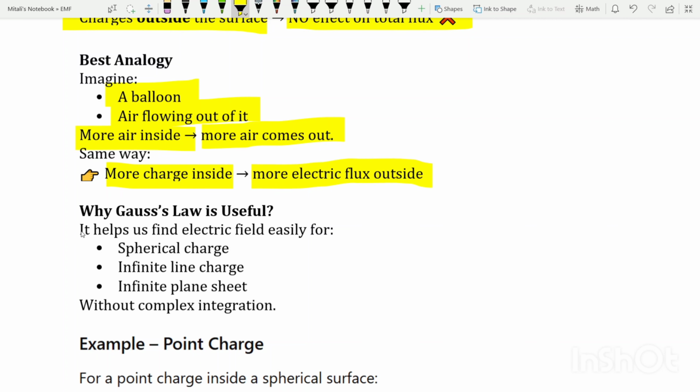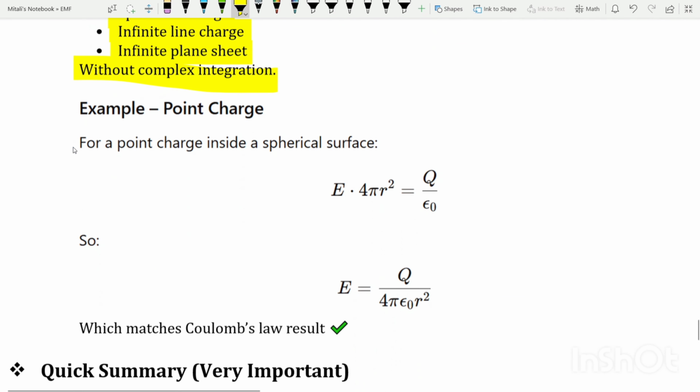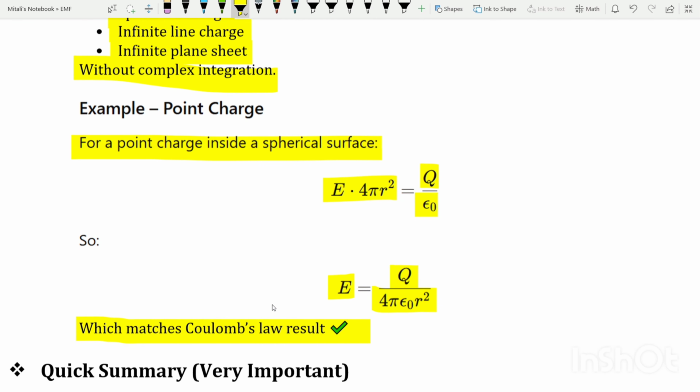So why is Gauss law useful? It helps us find electric field easily for spherical charge, infinite line charge, infinite plane sheet without complex integration. Example, for a point charge inside a spherical surface, E · 4π r² = Q/ε0. So E = Q/(4π ε0 r²), which matches Coulomb's law result.